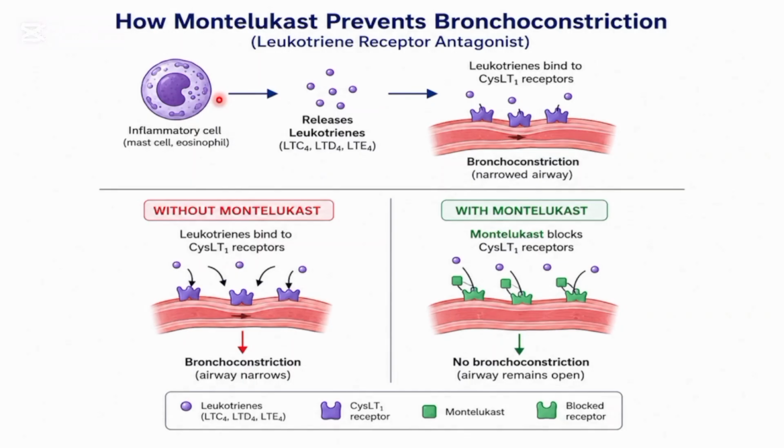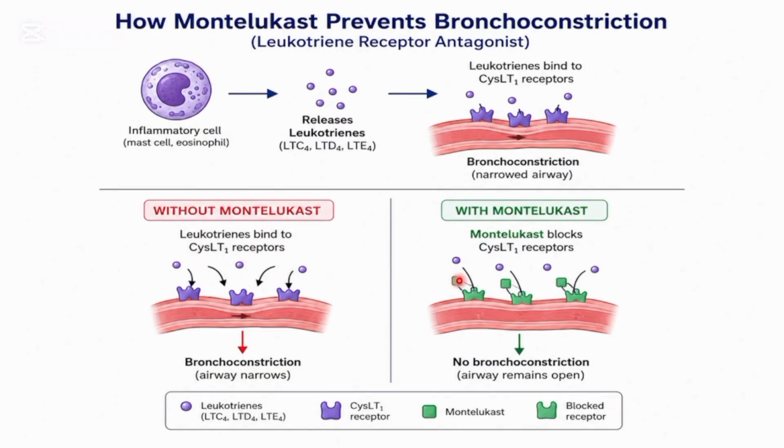You can see in my diagram here, we have an inflammatory cell like the mast cell releasing the leukotriene. I won't go deep on how this is produced, but remember, just like the prostaglandins, they somehow share a path in their production. Once you release leukotriene, they attach themselves to the receptors, which may be found on the bronchial muscles, and once they attach, they will cause bronchoconstriction. So without montelukast, we shall have bronchoconstriction.